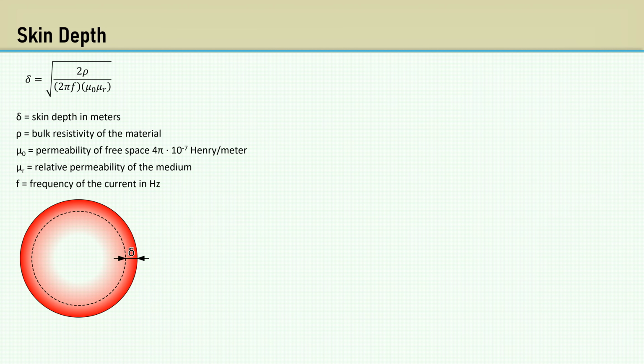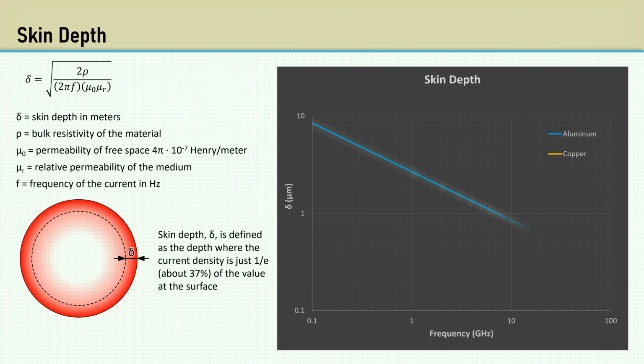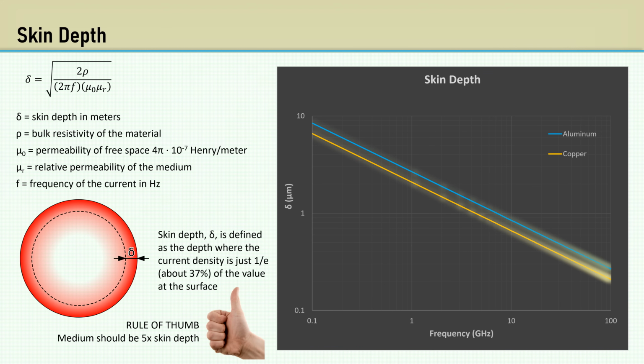Since the current density falls off exponentially, some standard of measurement is required. Skin depth, delta, is defined as the depth where the current density is 1 over e, or about 37% of the value at the surface. Here's a chart showing the skin depth in micrometers across a wide frequency range for aluminum and copper. The resistivity of copper is lower than aluminum, so the skin depth will be lower as well. A rule of thumb is that the depth of the medium should be 5 times the skin depth.